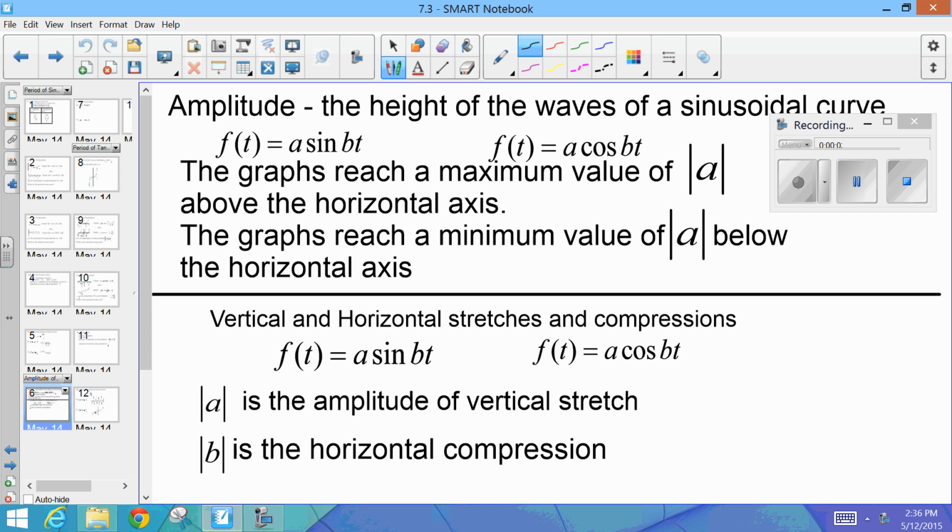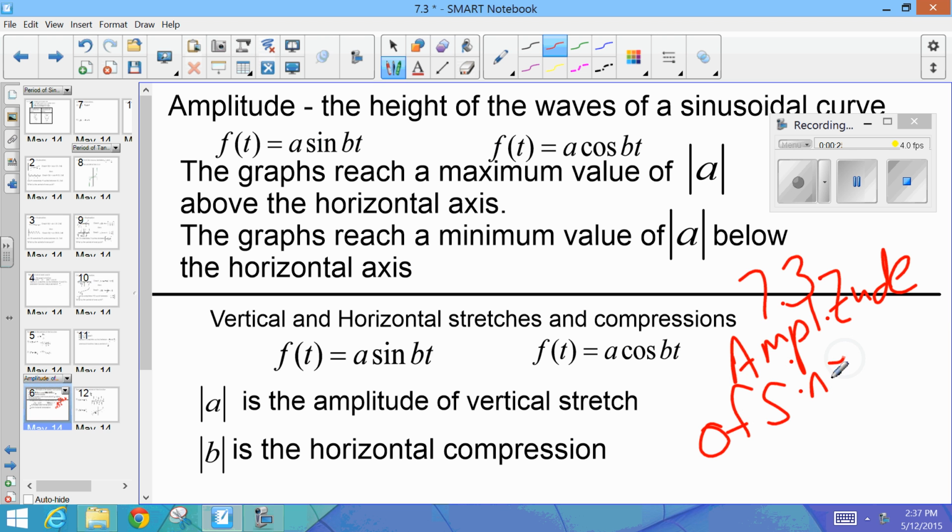This is pre-calculus notes on section 7.3. I'm looking for the title. 7.3, amplitude of sine and cosine. Okay, make sure everything that's on this page is in your notes.